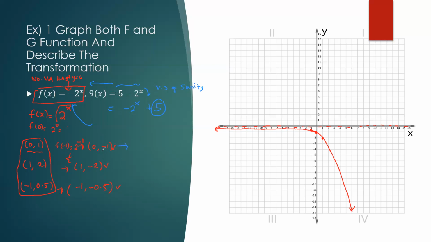Starting with (0, -1), you add 5 on the y value. So 5 plus -1 is 4. (1, -2) will be (1, 3). And (-1, -0.5) will be (-1, 4.5). Okay, so if I plot that, (0, 4) would be right here. (1, 3). And (-1, 4.5).